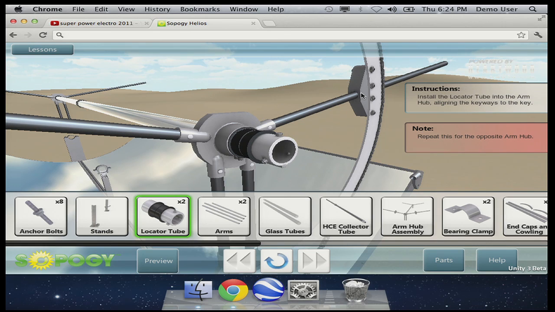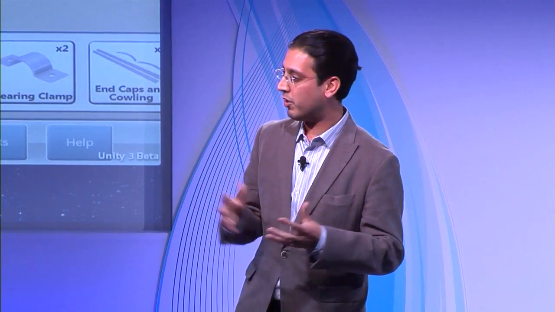So imagine a world where we could all train in a 3D interactive learning application that's in the browser for defense, military, heavy machinery, medical.